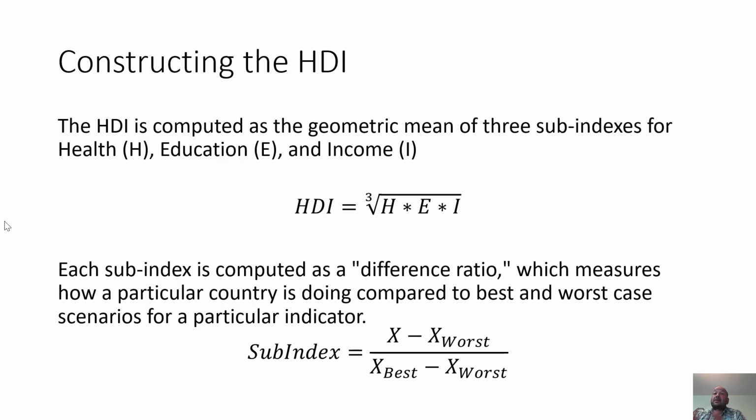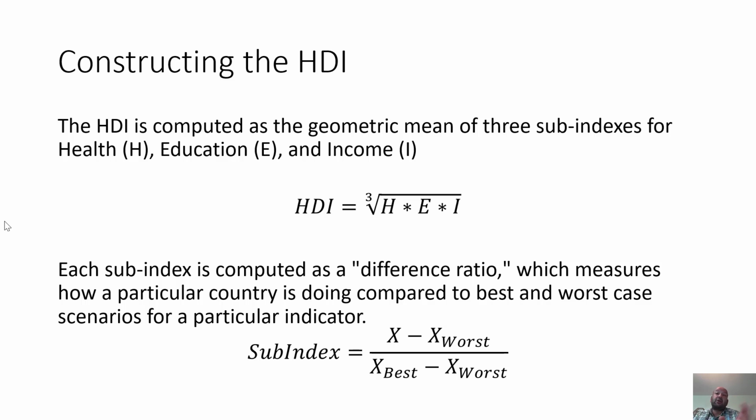So this index is a little bit more expansive than just using income because it adds in some indicators for both health and education. So mathematically, the HDI is going to be the geometric mean of three sub-indexes for health, education, and income. So the geometric mean basically is going to be you multiply the sub-indexes together, and since there's three of them, we're going to take the cube root of that product.